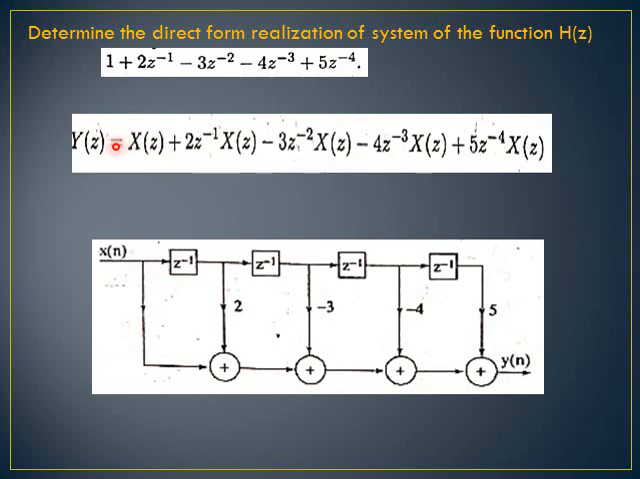If you take the inverse z transform of this, we get y of n equal to x of n plus 2 of x of n minus 1 minus 3 of x of n minus 2 minus 4 of x of n minus 3 plus 5 of x of n minus 4. So again we have n minus 4, so 4 delays. Right, so this is the direct form that we have seen in the earlier session.